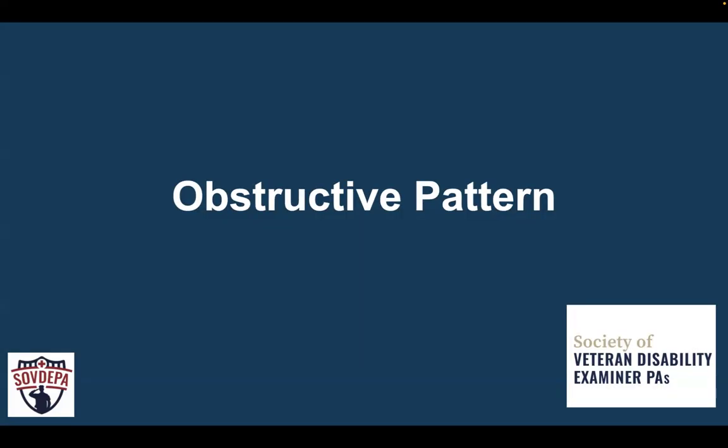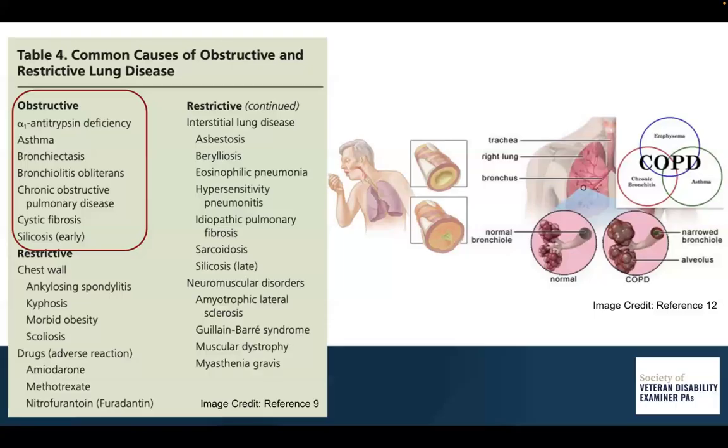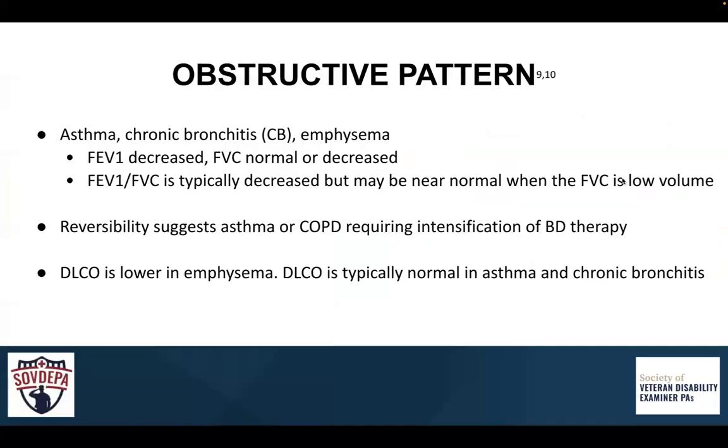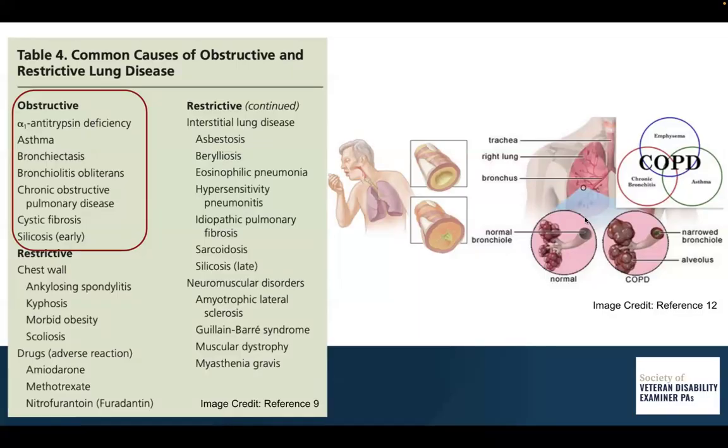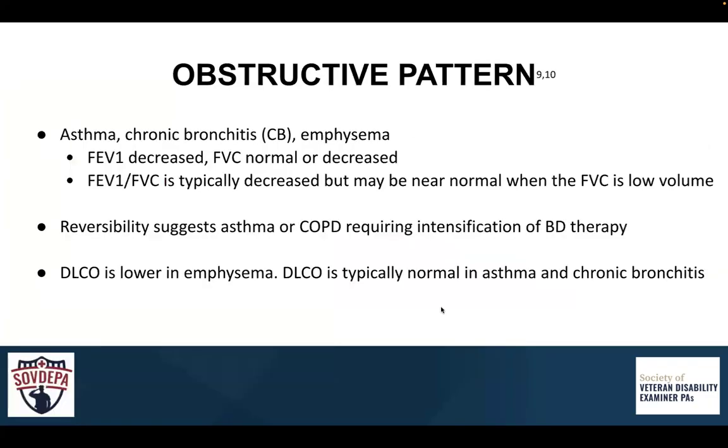So we're going to go into a couple different patterns of what these look like on results. Obstruction, the most common is asthma, chronic obstructive pulmonary disease, emphysema. You'll see the overlap here. Okay, asthma overlapping with chronic bronchitis, with emphysema. And really the issue is the narrowing of the bronchioles. In COPD, there's destruction of the alveoli. Again, an obstructive pattern on spirometry is a low FEV1. FVC would be normal or decreased.